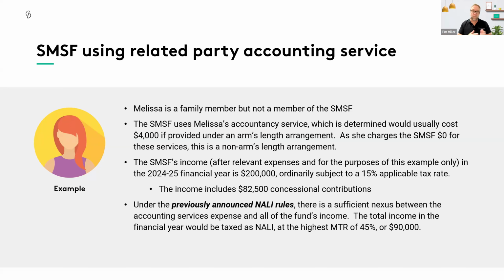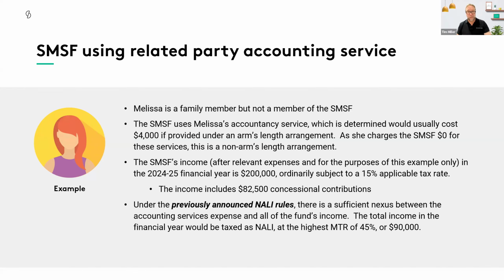But $4,000 would be a normal cost, but she charges the self-managed super fund $0, so it's a non-arm's length arrangement. So the income after the relevant expenses, etc., is $200,000, which would normally be subject to our 15%. The income includes $82,500 of concessional contributions. So again, as I said, there is a link to taxable contributions within the calculation. It's not going to impact this fund here.